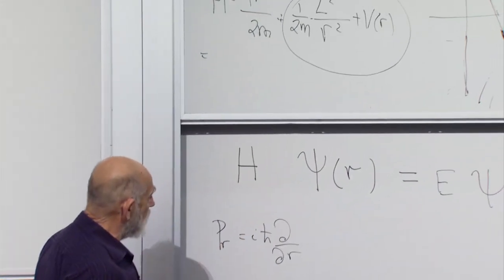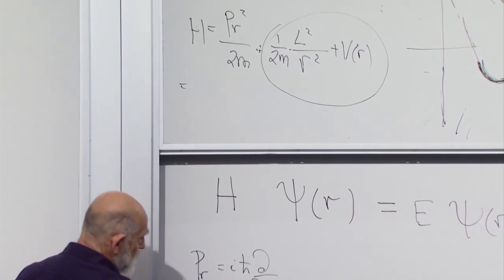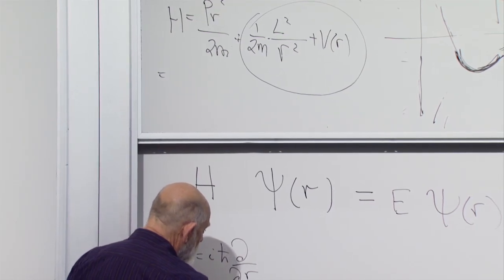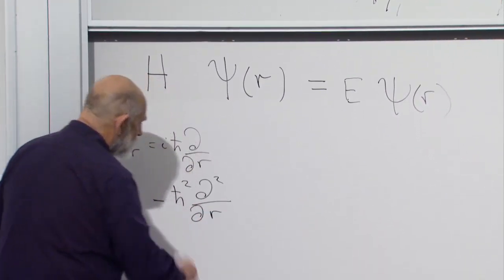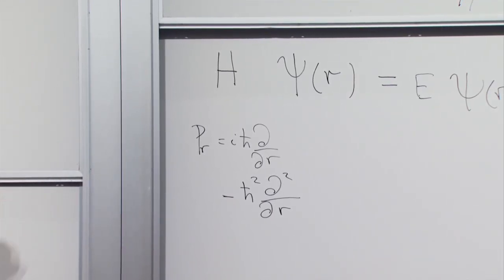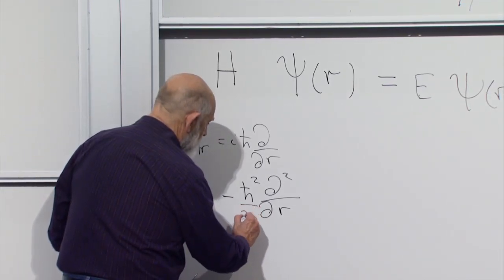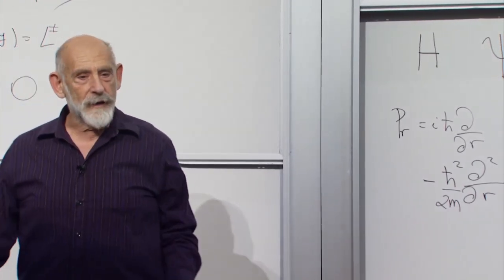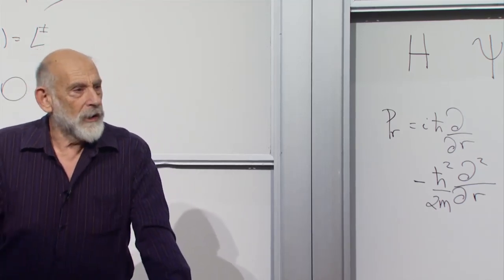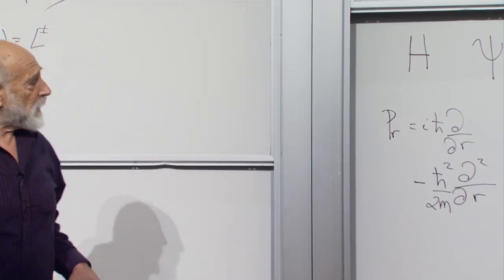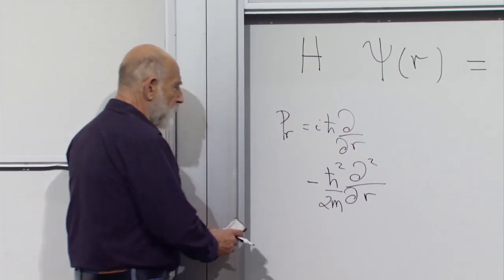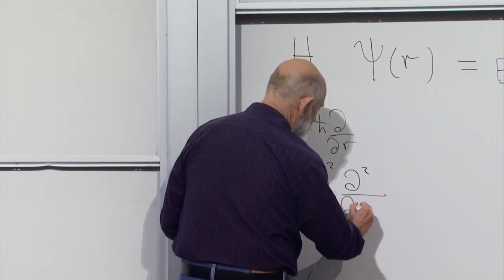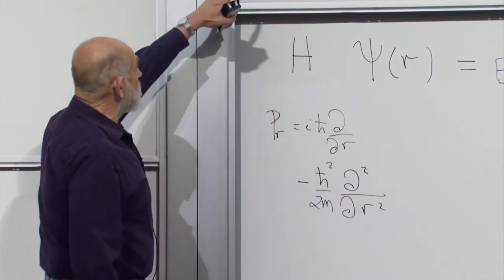P_r squared is going to equal minus, because of two factors of i, h bar squared, I'm putting in the h bars now, second derivative with respect to r. That's the first term in the Hamiltonian. I left something out. I left out twice the mass. Whose mass might I be talking about, incidentally? The planet Mercury? More likely the electron for this discussion, but it could be the planet Mercury too. I don't think we would bother doing quantum mechanics then. So minus h bar squared over 2m, d second by dr squared. That's the first term in the Hamiltonian.